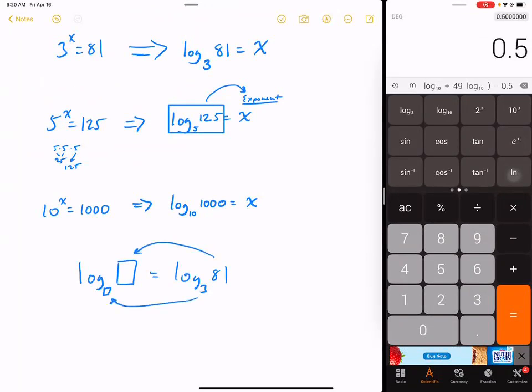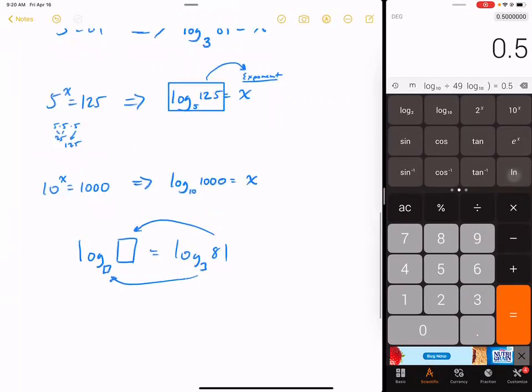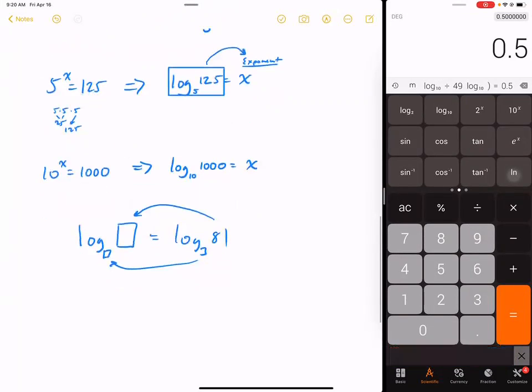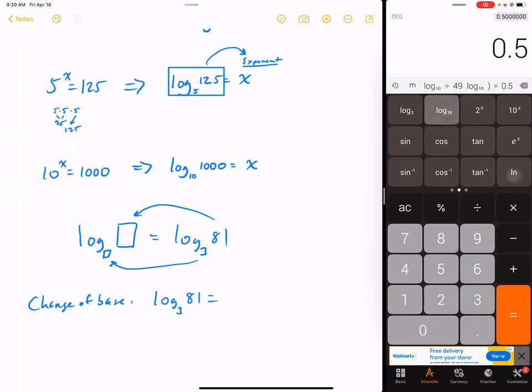But most of us do not have this nice calculator, and we have to write this in a way we can use on the calculator. So here's what we do. Here's our next rule before we go back and solve all of these. We have something called change of base. We are going to change log base 3 of 81 into a log that I can use. I have log base 10 on the right, or a log base 2, or a natural log. These are the only ones I have on this cheap calculator here.